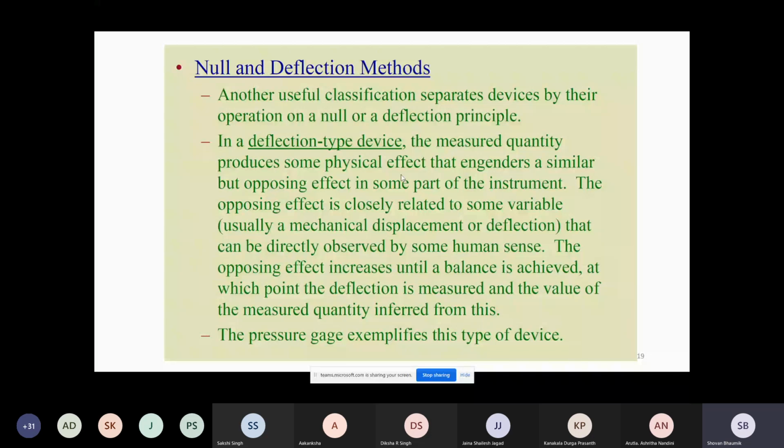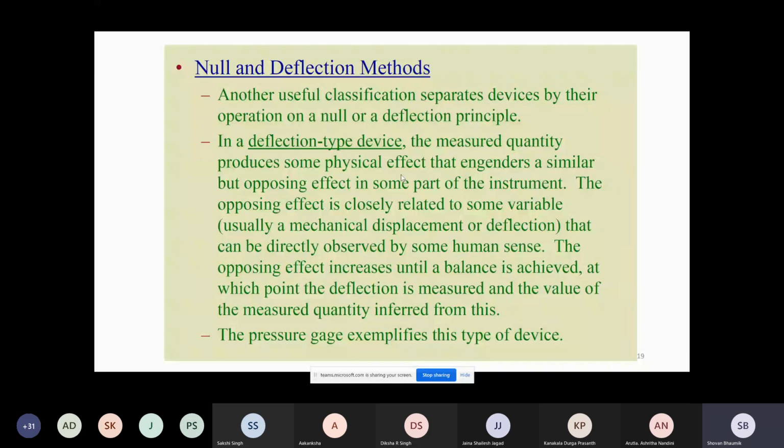So what is the example? You see anything like the voltmeter which gets deflected, like the ammeter which gets deflected. And what about the null type? You see the balance, you will see the dead weight pressure gauge. I will come to the discussion of that, that kind of thing. So I'll try to discuss more.